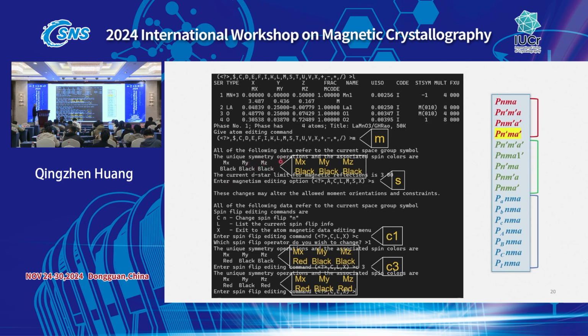If you have a body-centered lattice, here it will show you another centered option, so you can change it 1, 2, 3, or 4. Here in this space group you don't have a centered lattice. You change, for example, number 1. You type C and 1. C1 means you change number 1 from black to red.